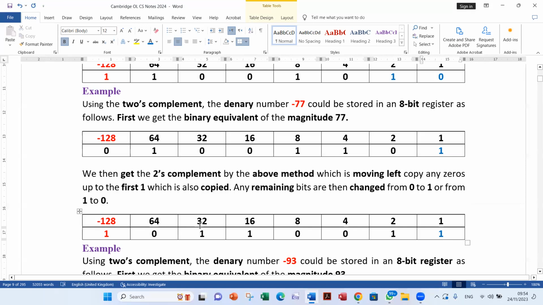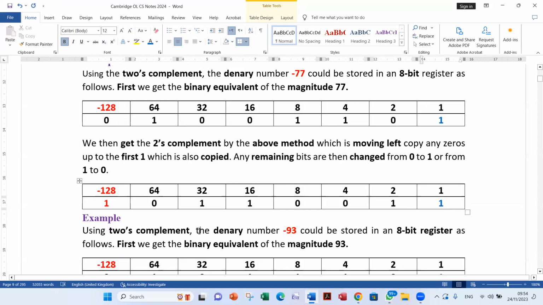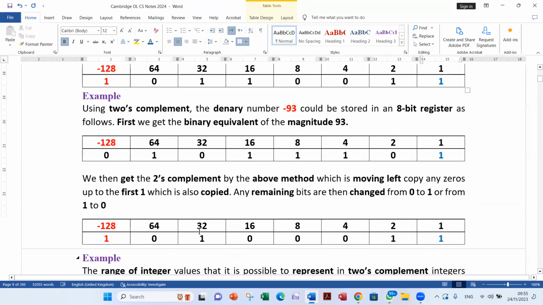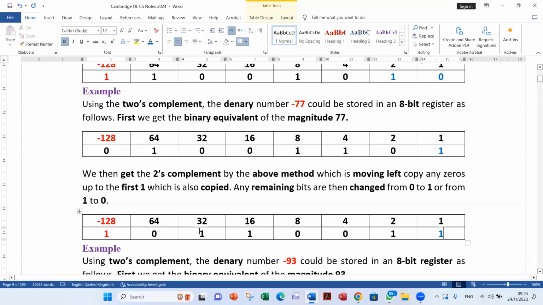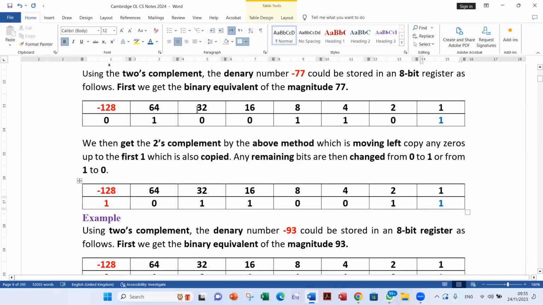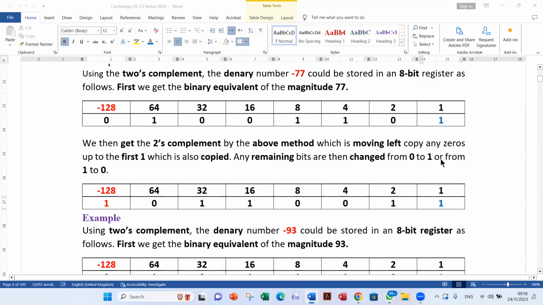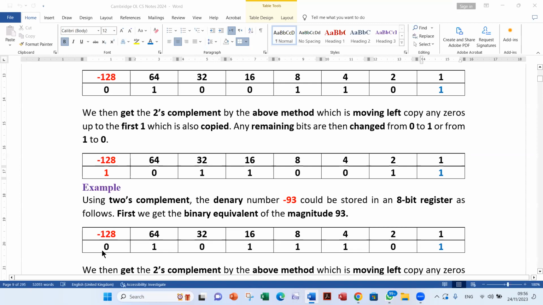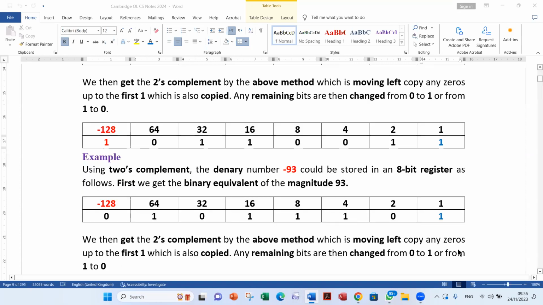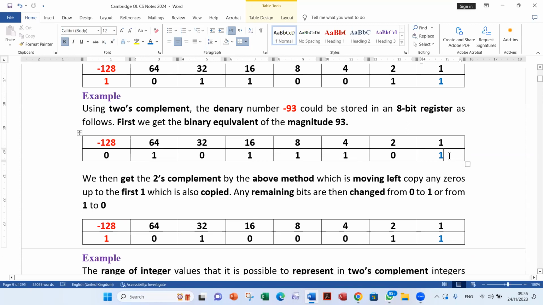Okay, do again the -93. Okay, now you are doing it faster and better. So +93 will be represented like this: 0, 1, 0, 1, 1, 1, 0, 1. Applying the method, starting from the right, you have no zeros.